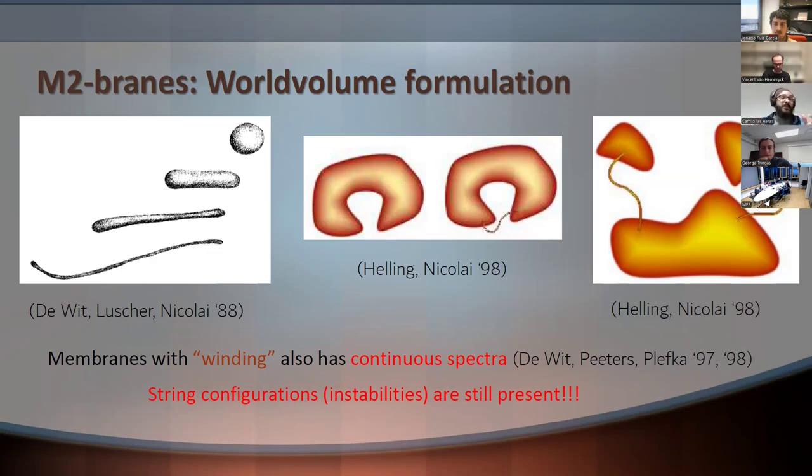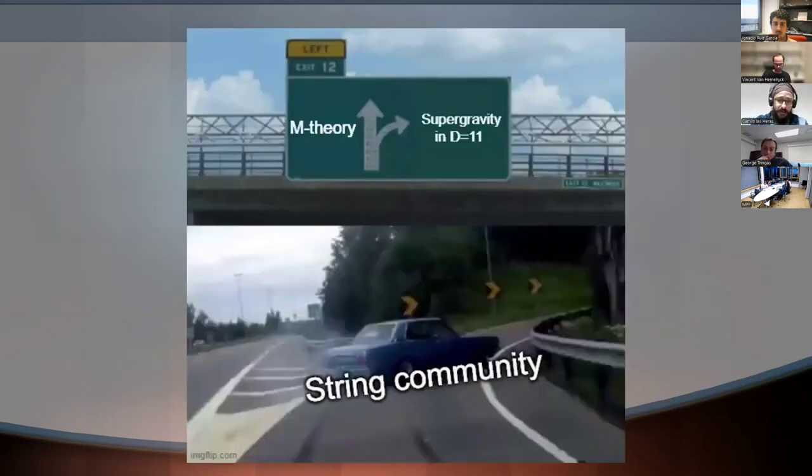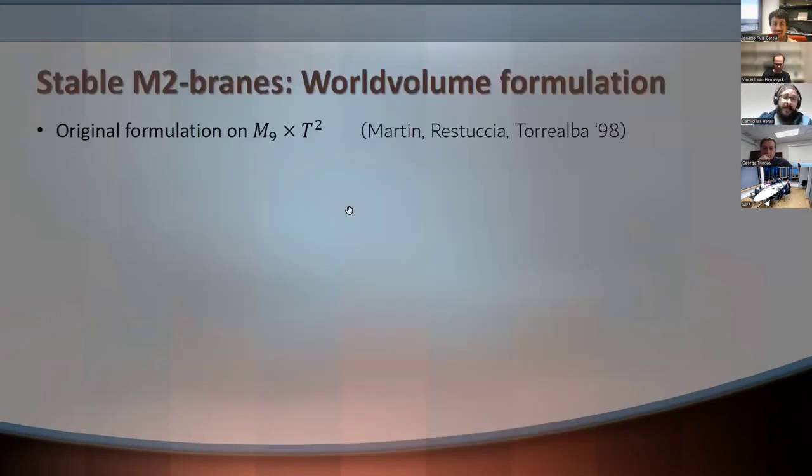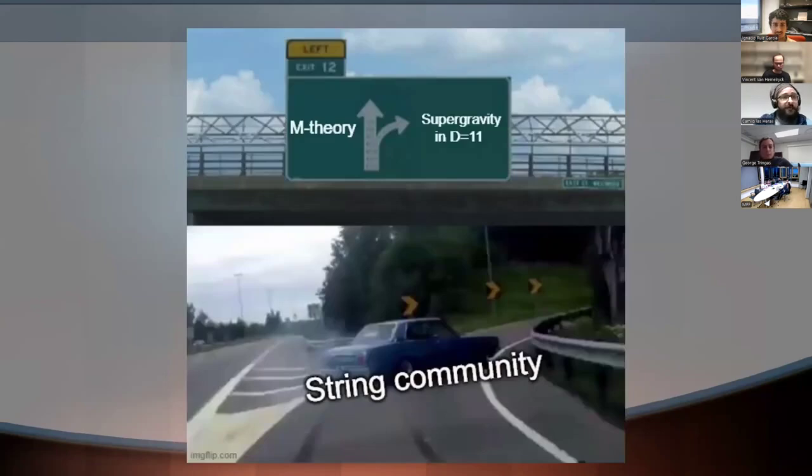And because of this, a lot of the community tried to abandon the idea of thinking of the supermembrane as an object that could describe quantum degrees of freedom of M theory, okay? And this implies that, well, we don't know how to understand M theory as a quantum theory, okay? Nevertheless, there is a way, well, are there any questions so far?